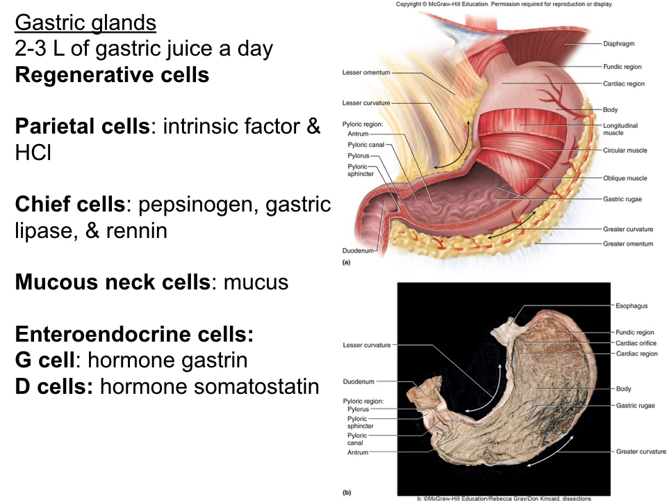Now, if you think about the glands, your glands are going to contain several different types of cells. You've got regenerative cells, which are stem cells. These regenerative cells are going to provide a continuous supply of new cells. I mean, if you think about it, the lining of your stomach is highly acidic, so you're going to need to be able to regenerate that lining as it becomes damaged due to just the nature of the stomach.